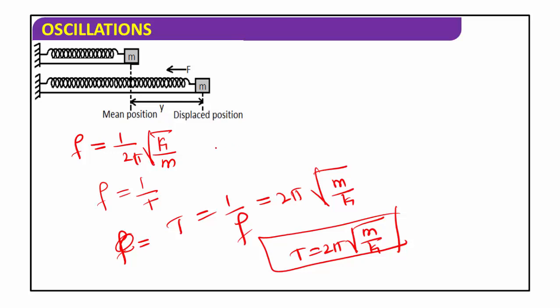The frequency of the simple harmonic motion is f equal to 1 by 2 pi root of k divided by m in case of oscillation of a spring in the horizontal direction, and this is the expression for the time period of the simple harmonic motion along the horizontal direction. This is about the spring constant.